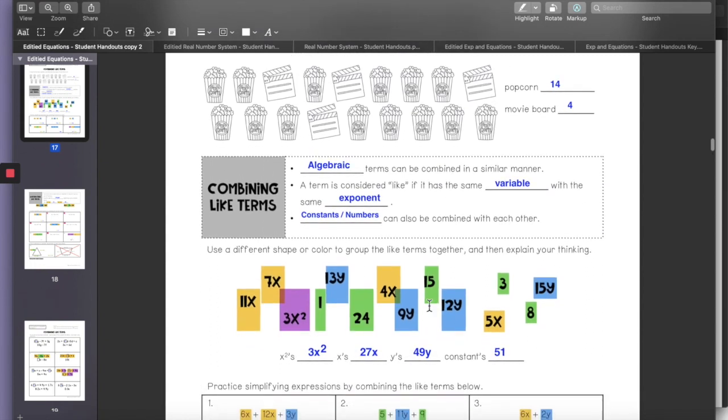So down here is a good example. I used a different color to group like terms together and then explain why. I highlighted in yellow all the terms that have the variable x. So we have our coefficients that are all different, 11, 7, 4, and 5. And our variables that are attached to the coefficient are x. So each of the terms highlighted in yellow are like.